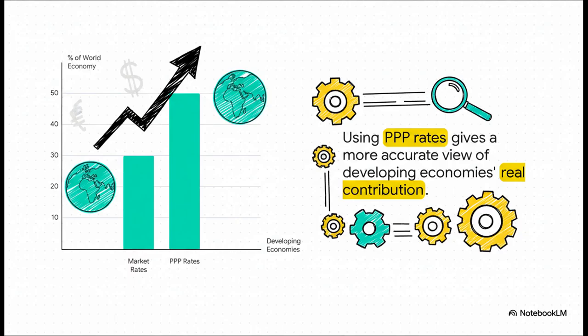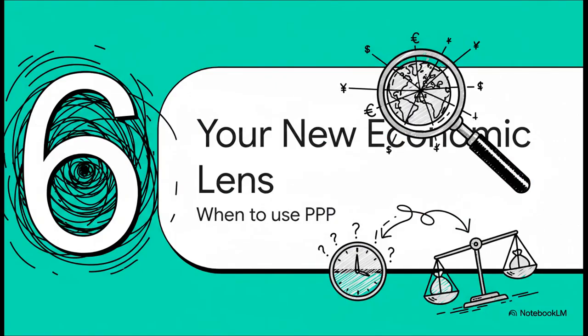Which brings us right back to where we started. Just look at this chart. It tells the whole story. When you use PPP, the economic weight of huge developing countries like China and India gets way bigger. It gives us a much more accurate picture of their real on-the-ground contribution to the global economy. So now you've got this new economic lens. The question is, how do you use it? Let's break down when PPP is the right tool to pull out of your toolkit.